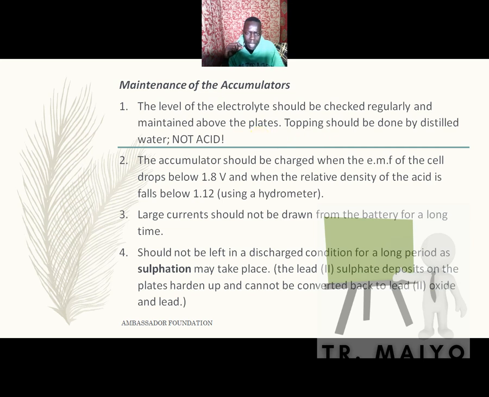There are 2 points here I want you to get. We top it using distilled water. Not just water, distilled water. Why specifically distilled water? Because distilled water has no impurities.